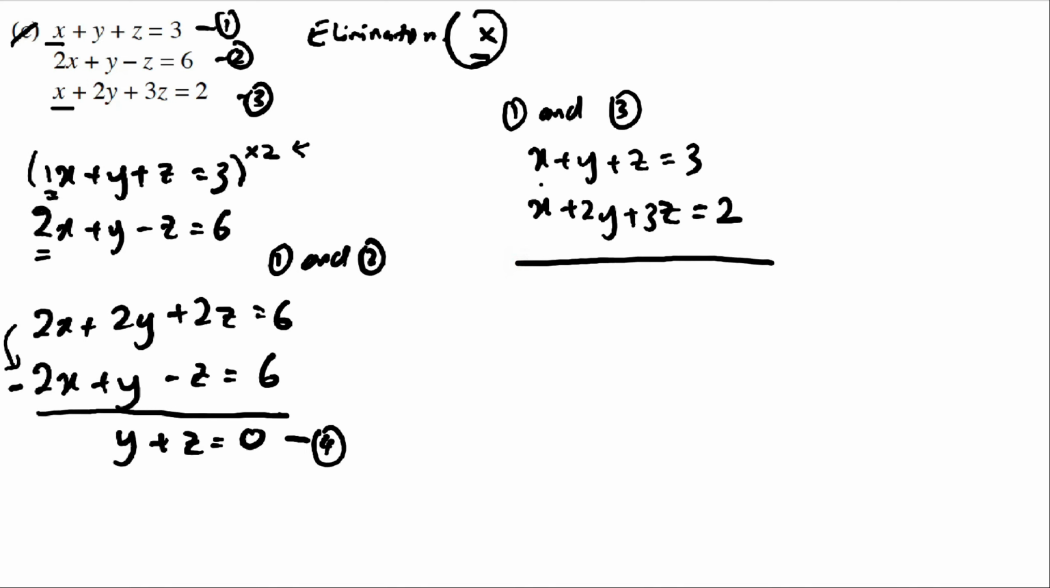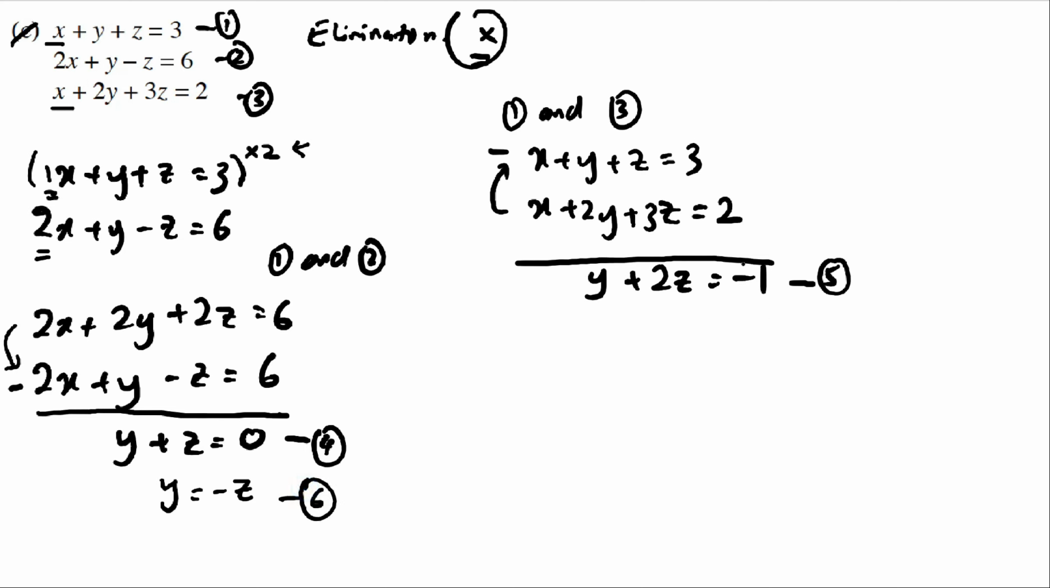To eliminate x, you must minus either upper minus lower one or lower minus upper one. Okay, but I want y to be positive, so below minus upper one. X minus x, you get 0. 2y minus y, you get y. 3z minus z, you get 2z. And 2 minus 3, you get negative 1. This is the fifth equation. See here, this one, y plus z is equal to 0. Y is equal to negative z. This one is the sixth one.